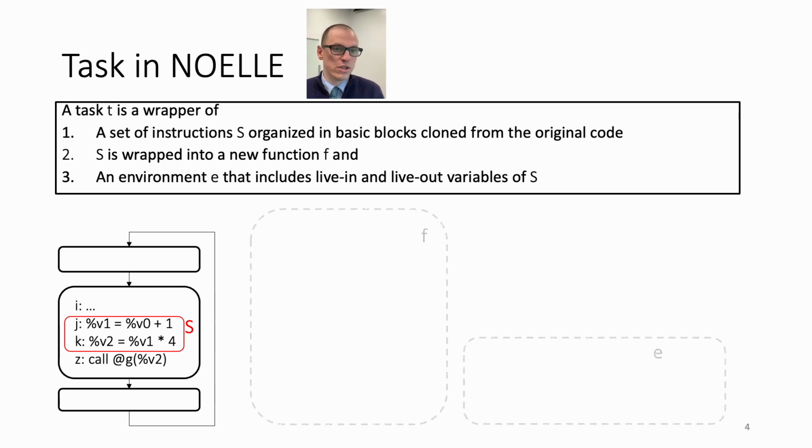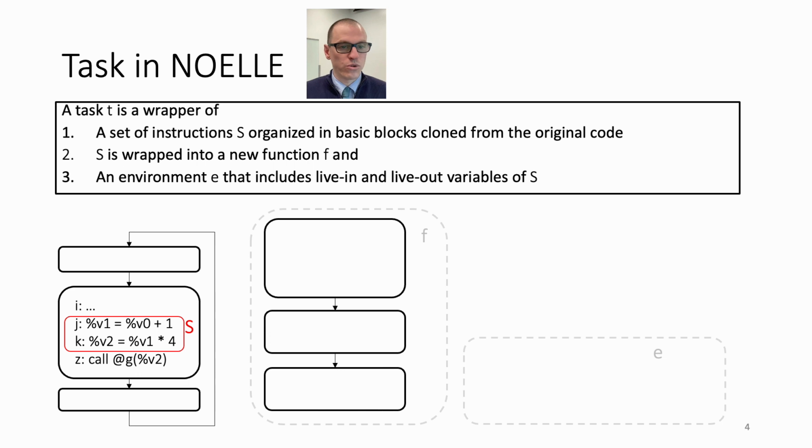So in order to do that, we're going to have a function F that wraps the set of instructions S, which includes J and K, and then an environment E that is about the live in and live out variables of S as a set of instructions. So here in F, we are going to compose a set of basic blocks. In this case, it's going to be 1 that includes the instructions S. And inside these basic blocks, we're going to have clones of the set of instructions included in the set S.